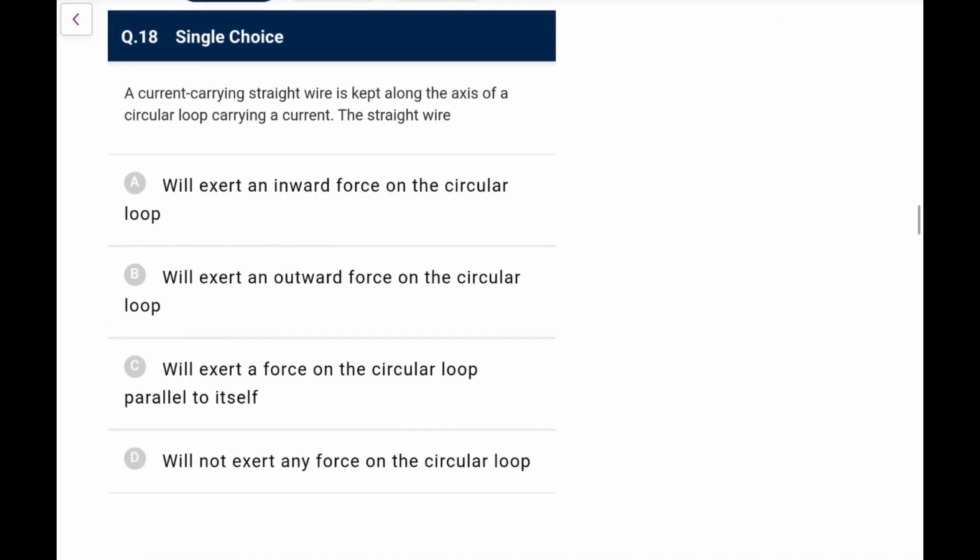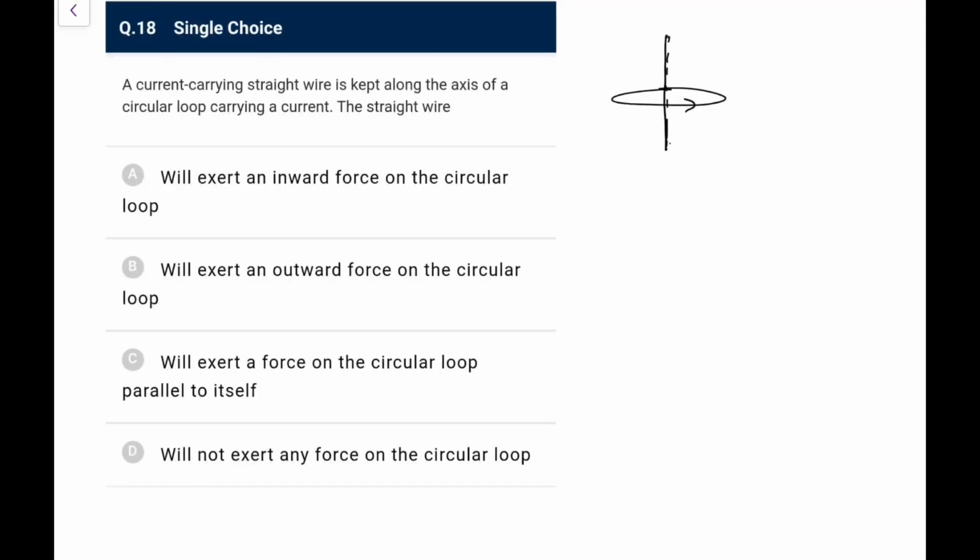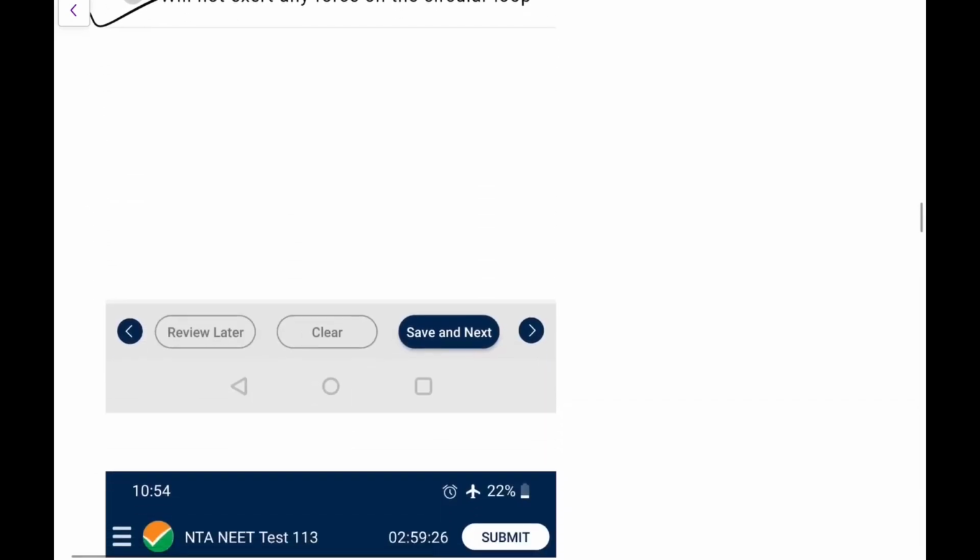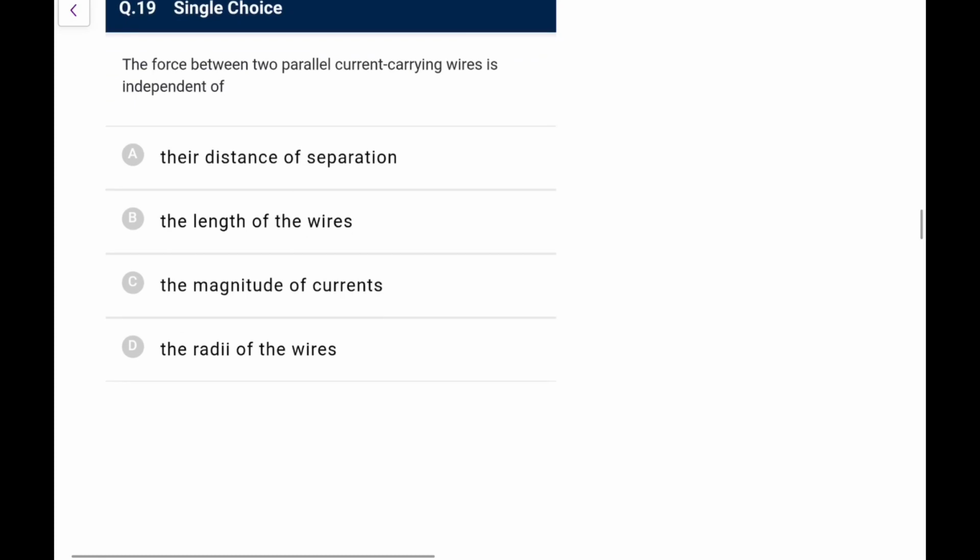Next one. A current carrying straight wire kept along the axis of a current carrying loop, let's say like this. So it is kept like this, so it will exert a force or not, you have to check. It's a straightforward question, you know, the field due to this will be along this. So this is the direction of B, this is the direction of current here, both are along the same direction, so dl cross B will be 0, so force will be 0, so it won't exert any force on the circular loop because the loop is not exerting any force on it, so it won't also exert.